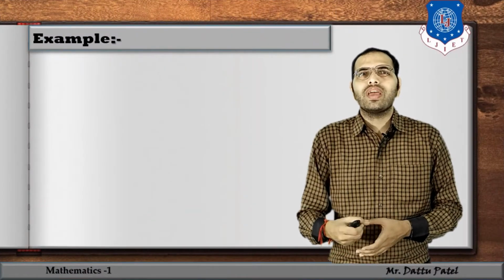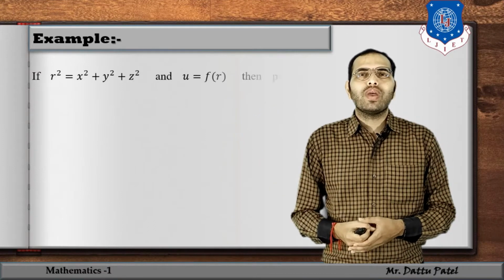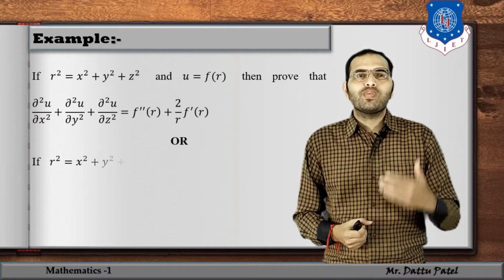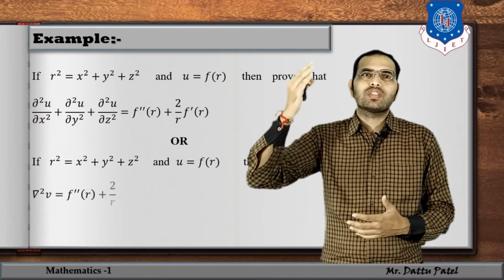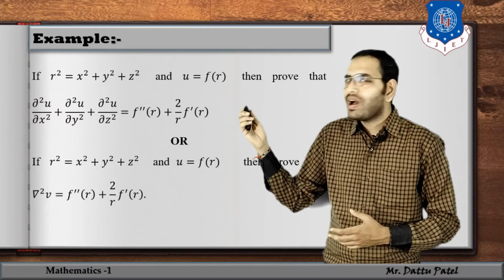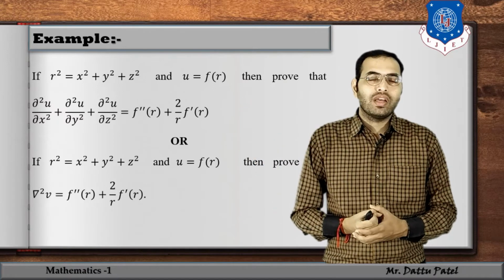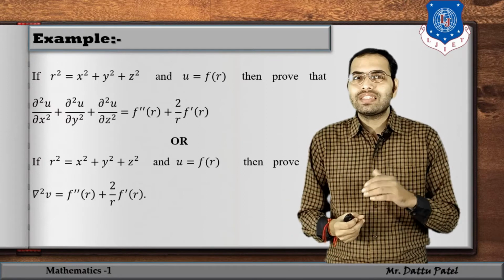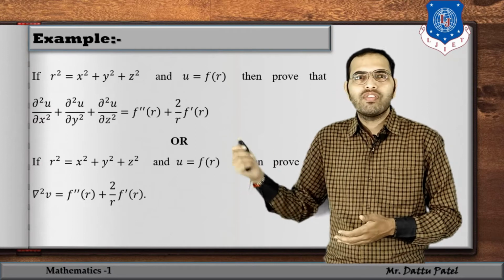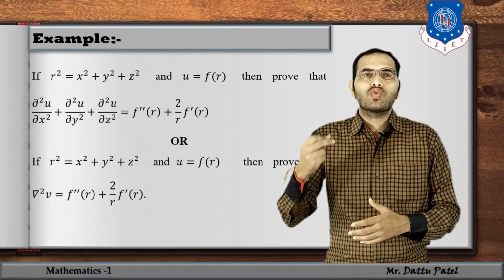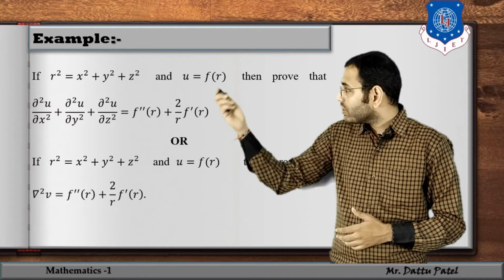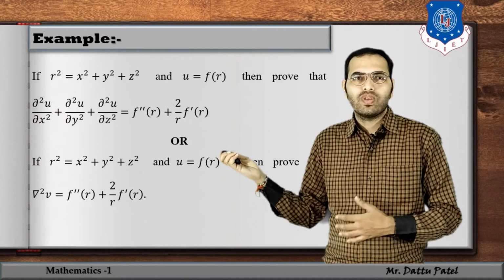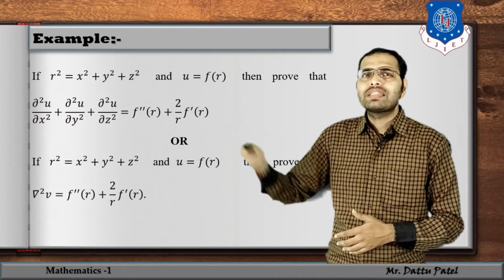Let's see one more example. If r² = x² + y² + z² and u = f(r), then prove that ∂²u/∂x² + ∂²u/∂y² + ∂²u/∂z² = f''(r) + (2/r) f'(r). Or maybe in the university exam it may be asked in a twisted form, in nabla form, ∇²u = f''(r) + (2/r) f'(r). Any question may be asked in the university exam, either in nabla squared form or in simple form.